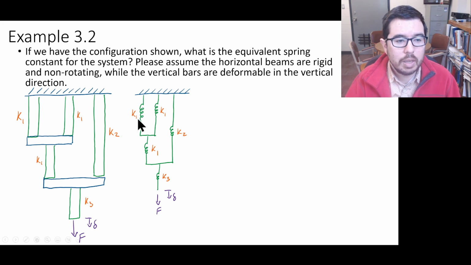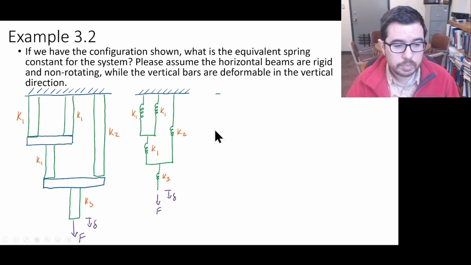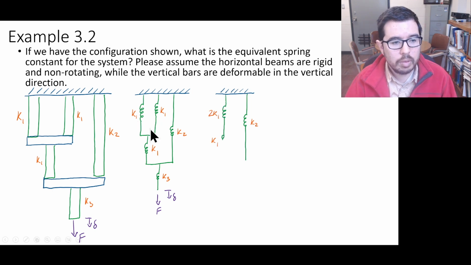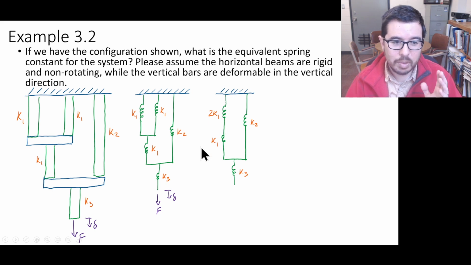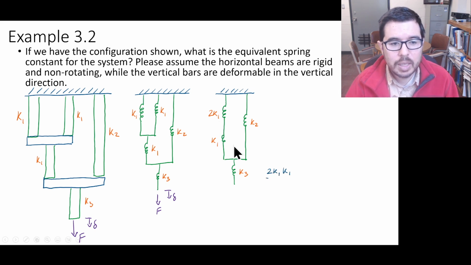We have K1, K1. These two guys are going to be in parallel. So we can just add them to each other, 2K1. And now we realize, well, this one is in series with this one. So we can add the 2K1 and the K1. Well, we don't add, they're in series, right? So we're going to do 2K1 times K1 over 2K1 plus K1. This ends up being 2/3 K1.